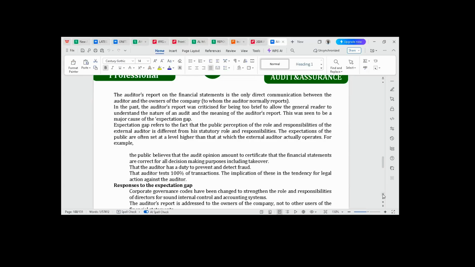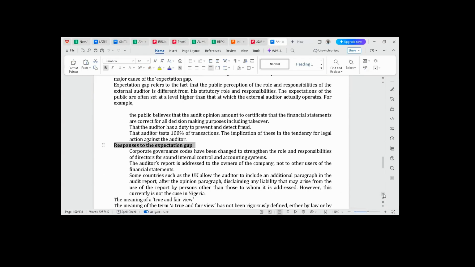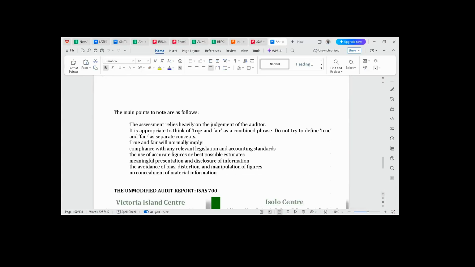Now, in reporting, we have an aspect known as true and fair view. I said that you should not look at responses to explanation gap, because we have looked at that in chapter 4 under auditor's liability and responsibility. So that's why we move on to true and fair view.